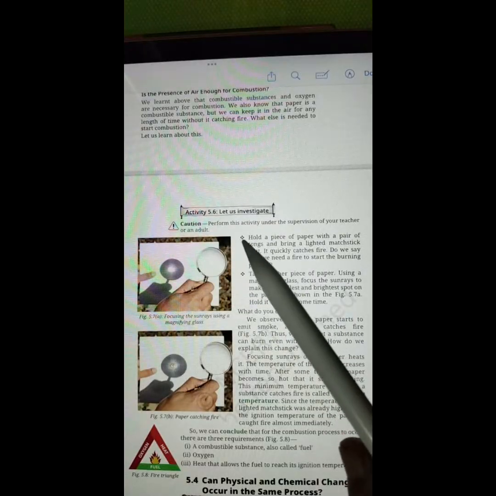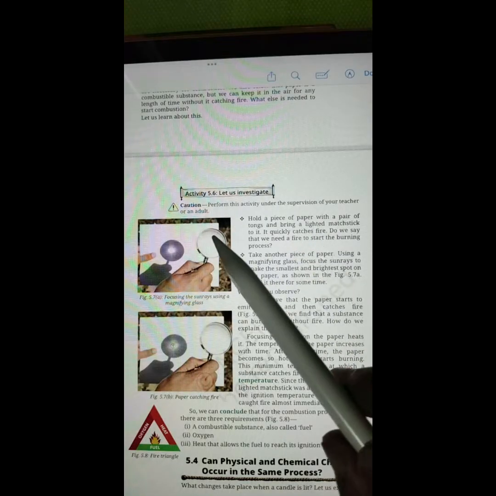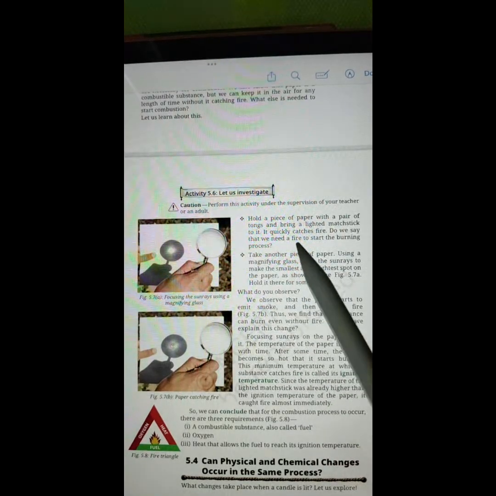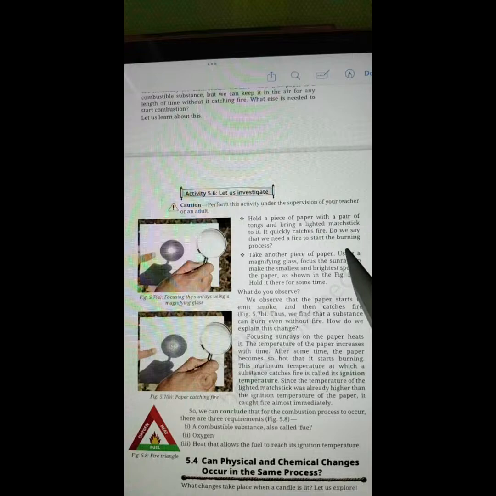Activity 5.6. Let us investigate. Perform this activity under the supervision of your teacher or an adult. Hold a piece of paper with a pair of tongs and bring a lighted matchstick to it. It quickly catches fire. Do we say that we need a fire to start the burning process?